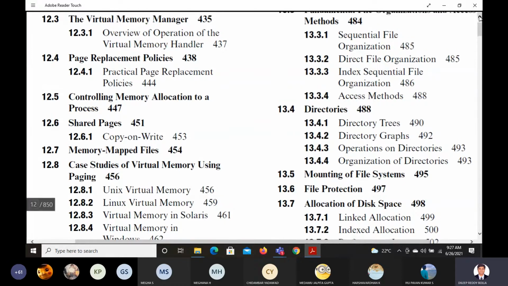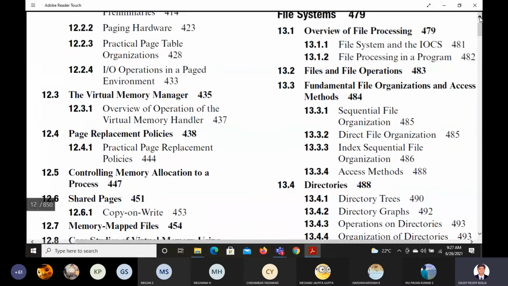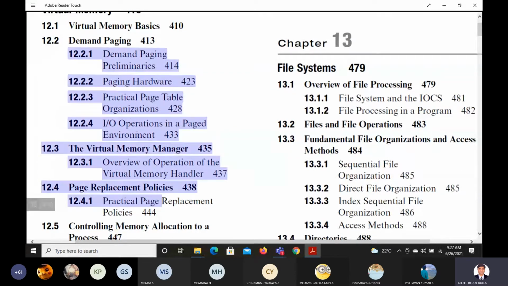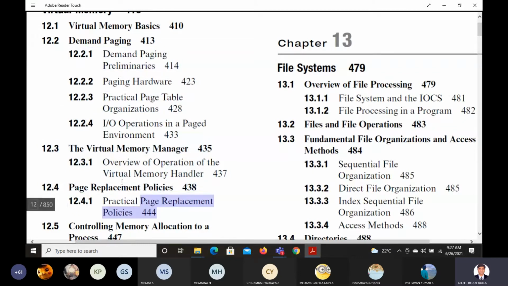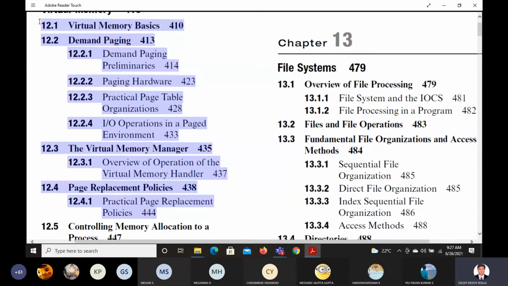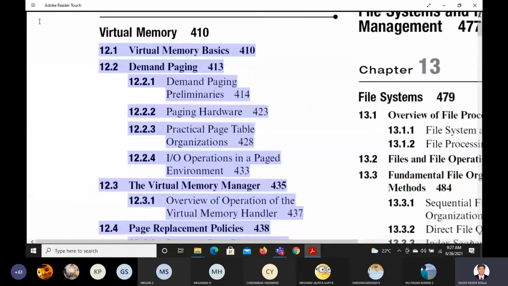Moving on to this one, how many pages do we have? 444, right? We started from 410 up to 444, this much. This much is there for your syllabus. Let me copy it once again. Yes, this much is there for your syllabus. You have to be prepared, leaving the other two which I have left, virtual memory in Unix and Linux. Let us see one by one here.